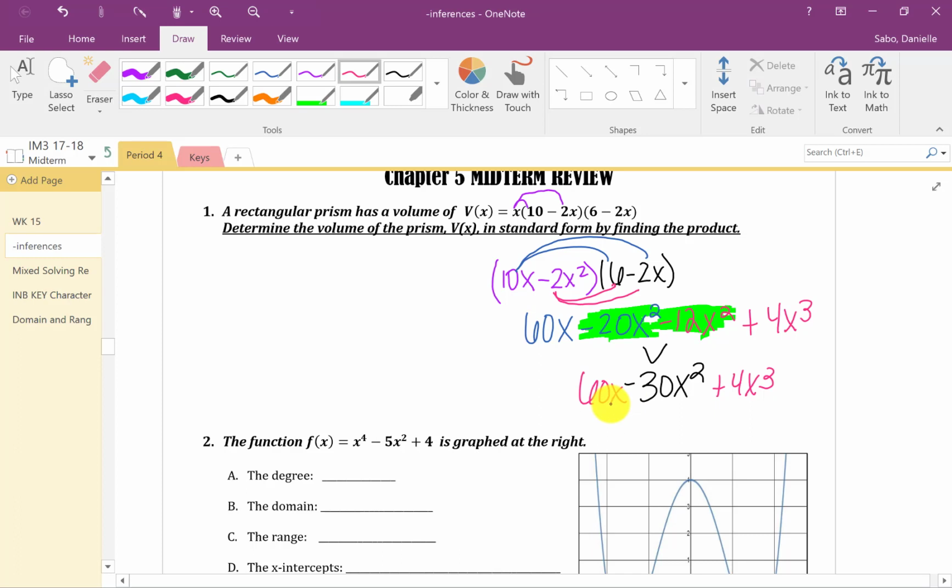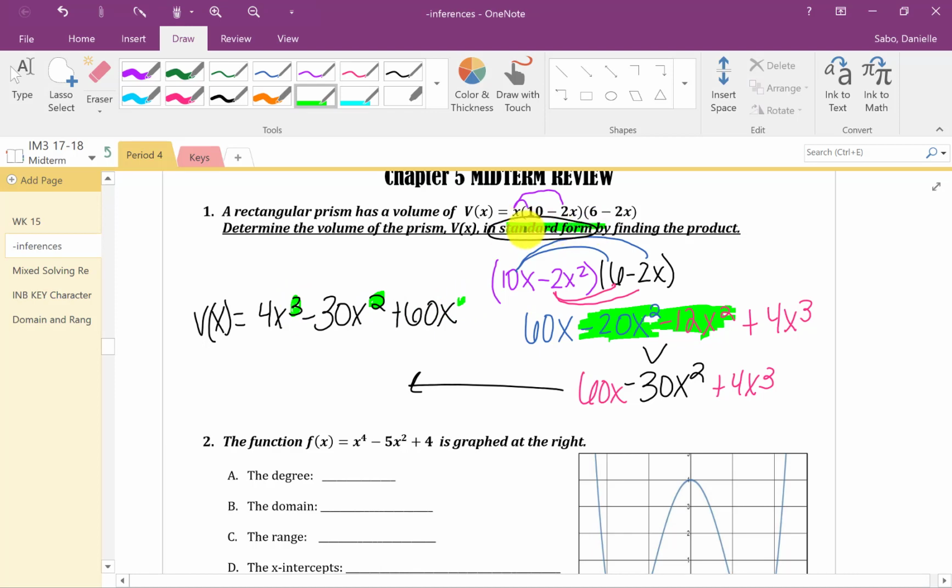Now, on the final, or on this midterm, standard form, you go from the highest degree to the lowest. So that means that the x cubed must come before everything else. So I'm going to rewrite it off to the side here so that it's in standard form so we don't get confused. Now, again, that's only if it asks for standard form. If it doesn't, then you could just leave it as is. So this is 4x cubed. I'm just rewriting it. Minus 30x squared plus 60x. And again, if you look here in green, it goes 3, 2, 1. And that's what standard form is. So that is my final answer.